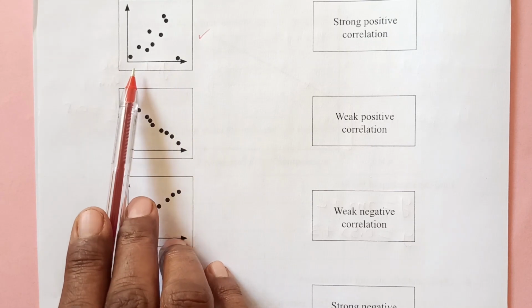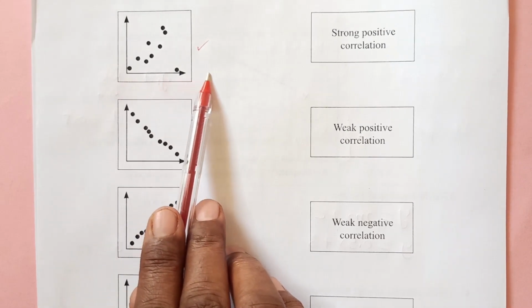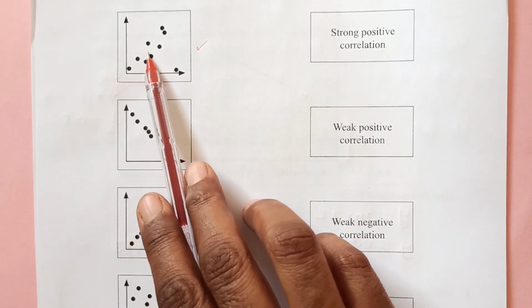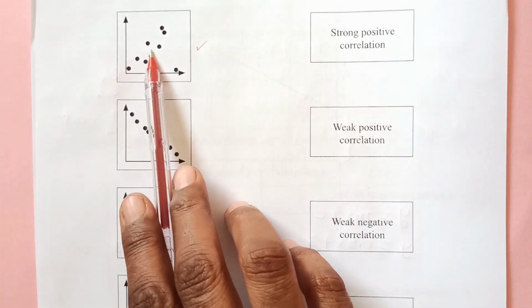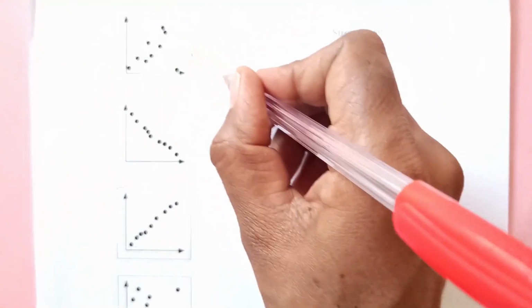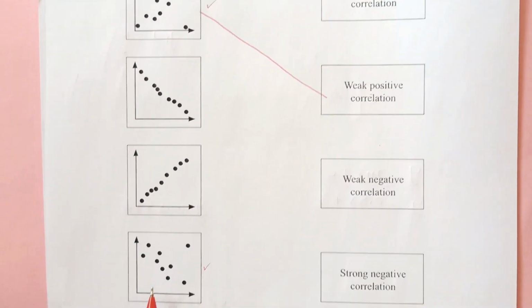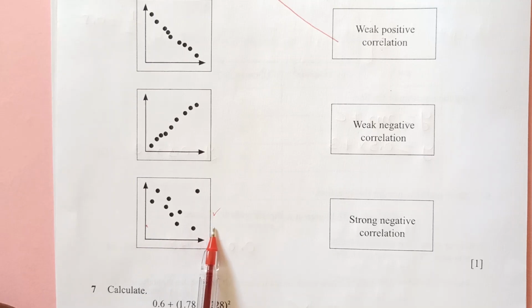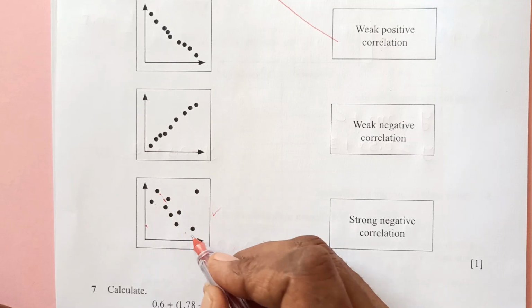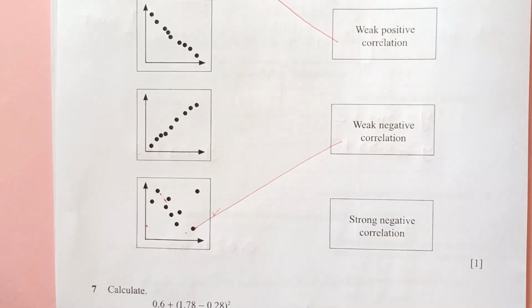Let's see first of all where we will match this one. You see, as we move along the x-axis this way, these points are going upward, so that means this is positive. But it's weak positive correlation, so it will come over here. And in the last one, if you move this way, points are coming down, so that means it's a weak negative, because points are scattered here and there, so it will go to this one.